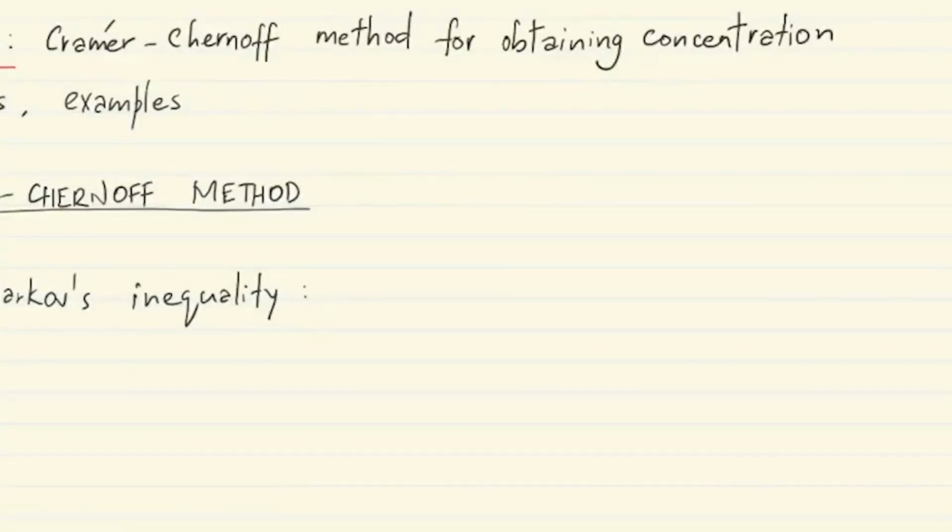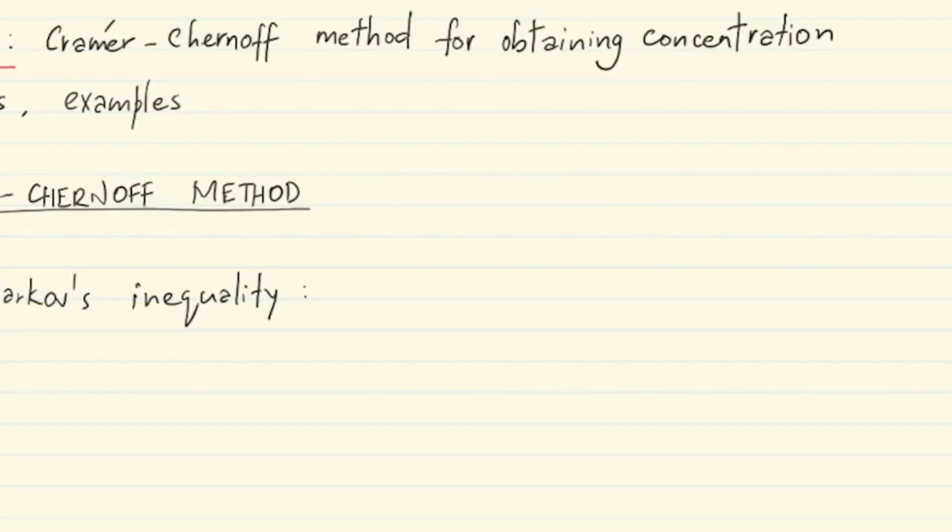This lecture will be about describing the Kramer-Chernoff method for obtaining concentration inequalities, which is probably the simplest and one of the most well-known methods for controlling the tail of random variables. And we'll also see some examples to illustrate concrete applications of this method.